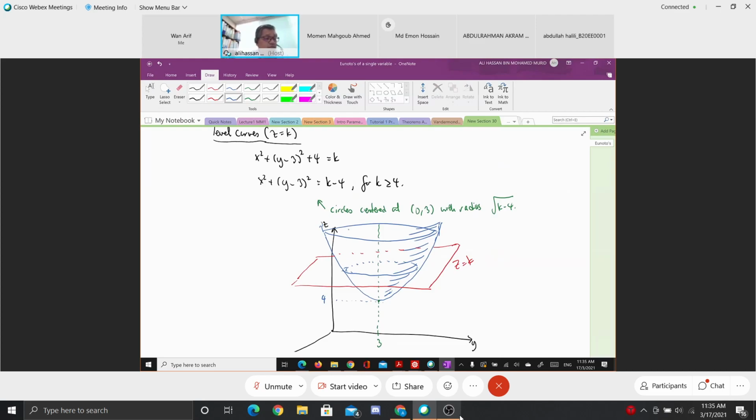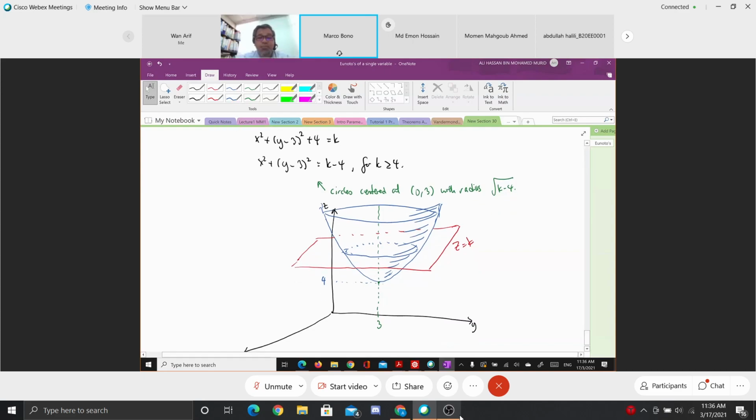Any question for this example here? Excuse me, doctor. Yes. When a question asks to sketch the level curve, how many intersections should we make if they don't say how many intersections to do? In some questions they specify the value of k, isn't it? In some questions the values of k are sometimes given.